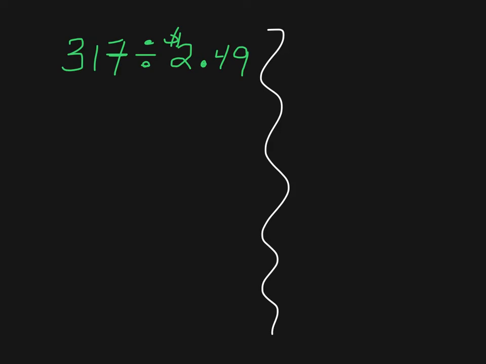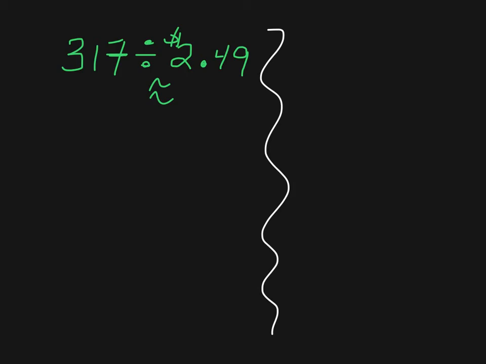Okay, so let's estimate first. We want to know about what the cost of each cantaloupe is going to be. So a couple of things here. We need to round both of these numbers this time because we're not working with just single digits. There's more than one number for both the dividend and the divisor. And I want to get things as close to zeros as I can.